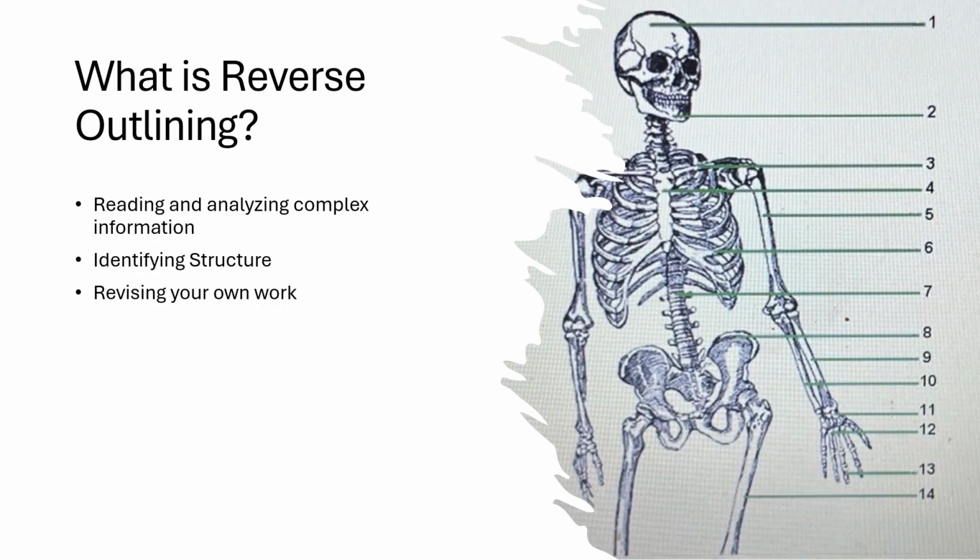So let's start with, what is a reverse outline, or what is reverse outlining? It's a way of reading and analyzing complex information to help you identify structure, revise your own work, or, if you're doing it with somebody else's work, it can be a way of outlining something that you like in order to inform how you want to be able to write.